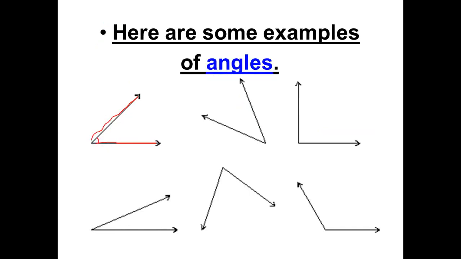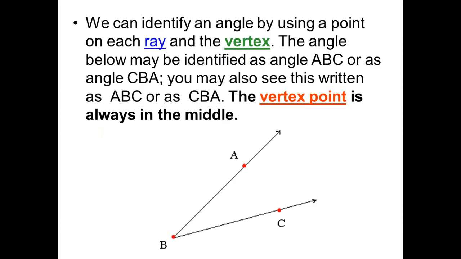So what is an angle? Here is an angle. This is an angle. This is an angle as well. And here's an angle. Okay, this is an angle, and here as well. So we can identify an angle by using a point on each ray.